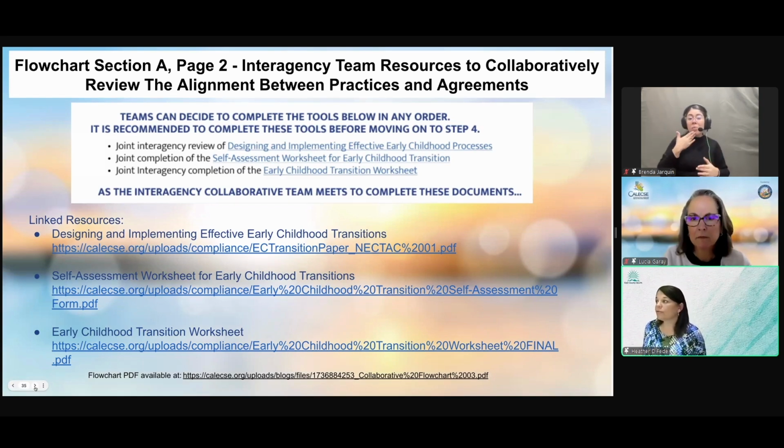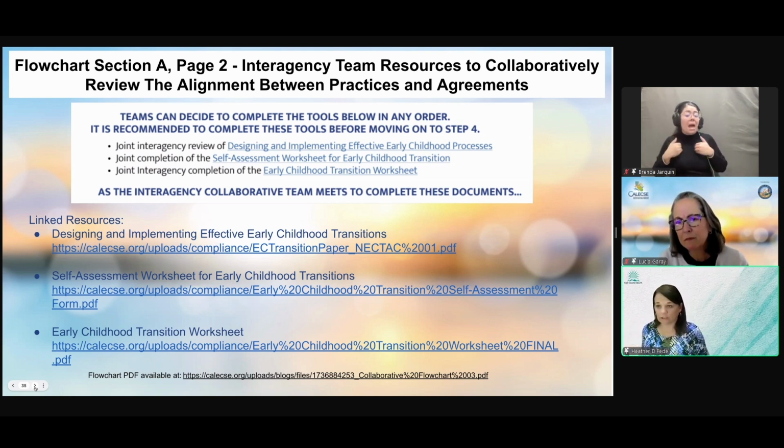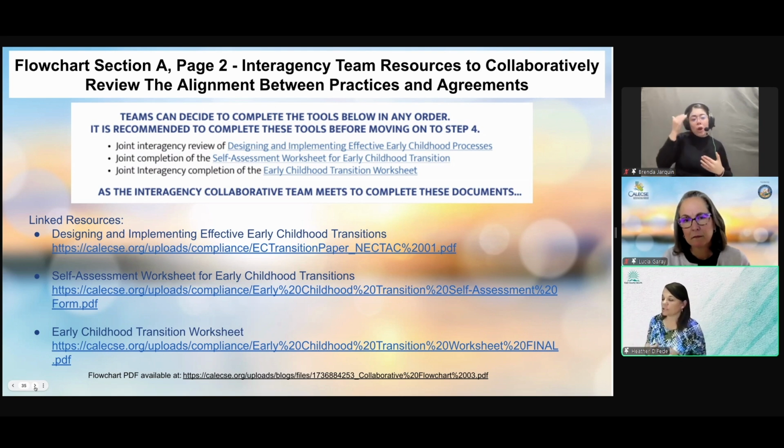If we can continue through the flow chart, we're on section A, page 2. And this is really reviewing that alignment between practices and agreements. So are we agreeing to what we're going to do? And are we actually doing what we say we're going to do? So looking for that alignment, and there are some tools here to get feedback from your providers, from your families, from your administrators on how is that process going.